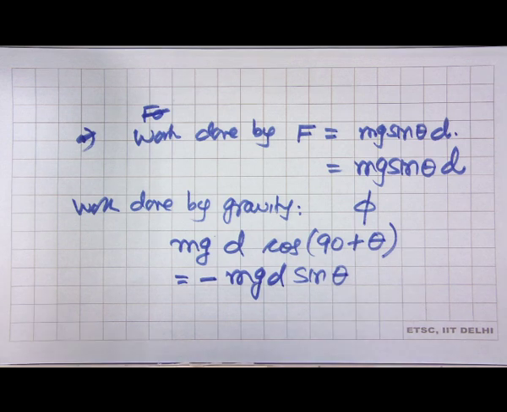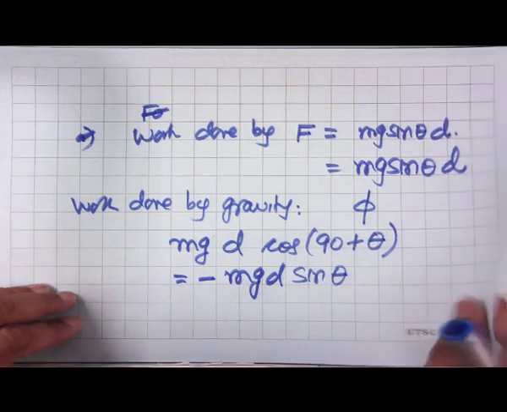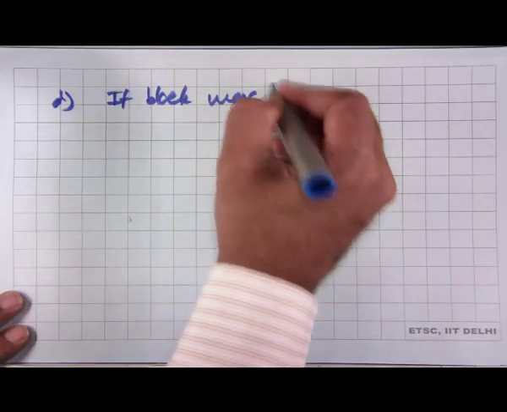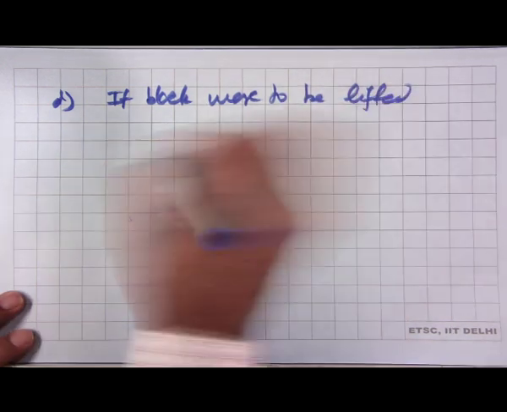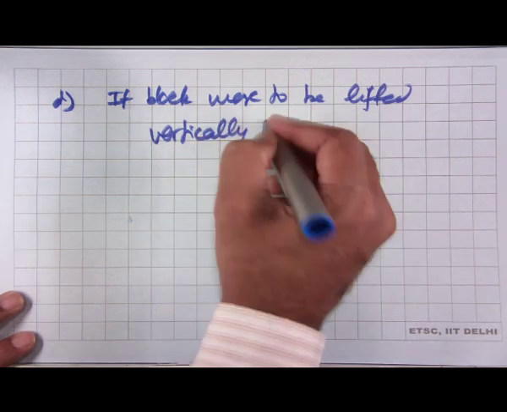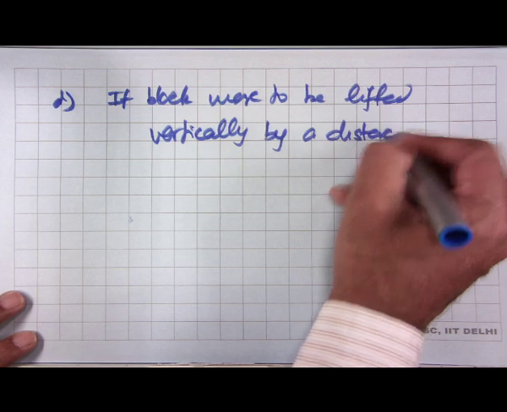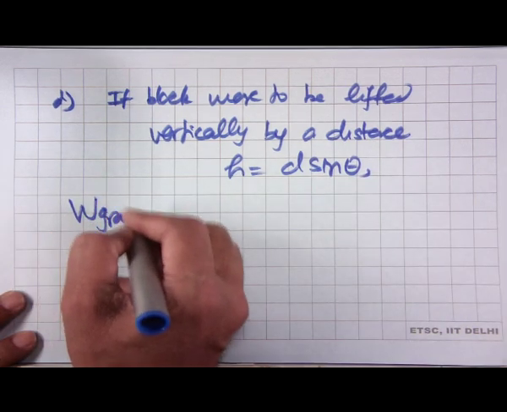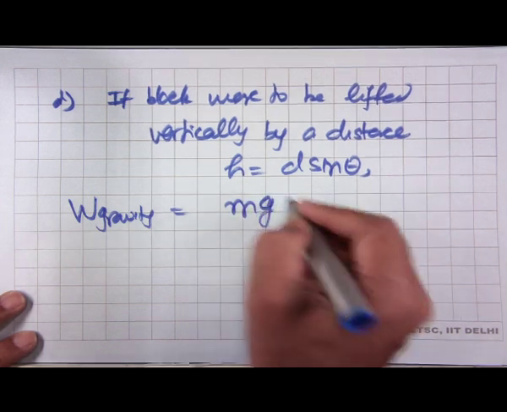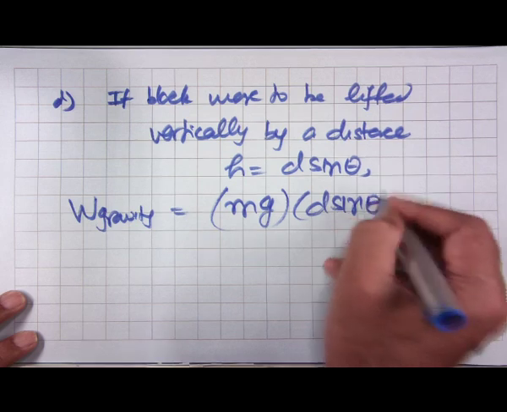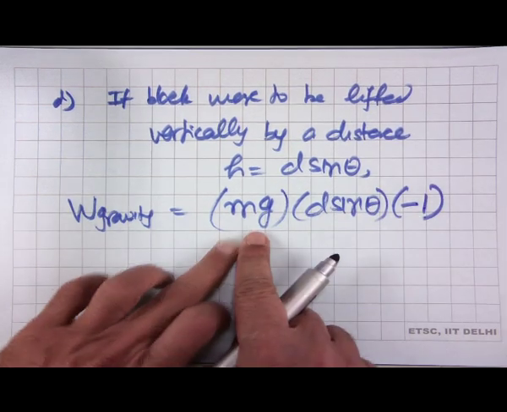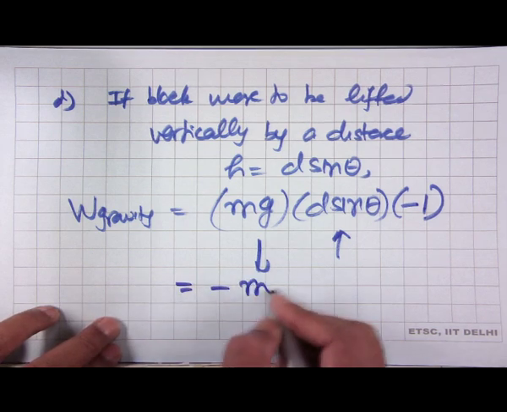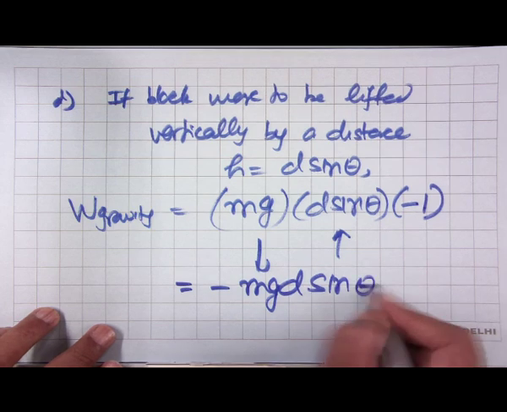And if we look at the last part, that is, if the block were to be lifted vertically up by a distance h equal to d sin theta, then the work done by gravity would have been equal to mg multiplied by d sin theta, and because it is being lifted upwards, mg is in the downward direction, this would be upwards. So, we would get minus 1. So, this would be again equal to minus mg times d times sin theta.